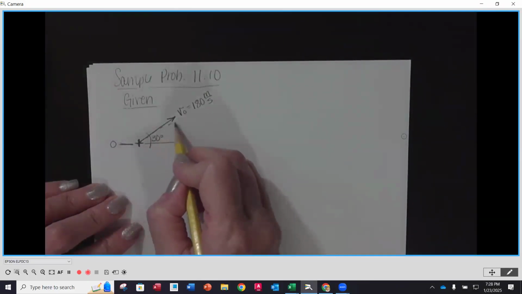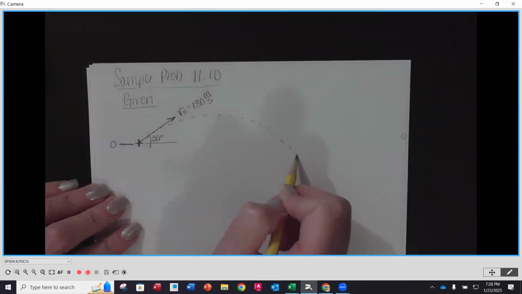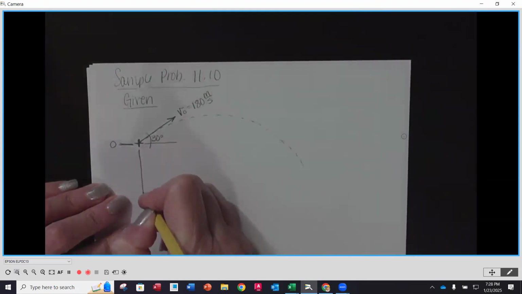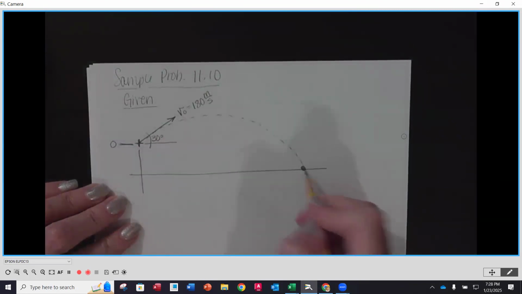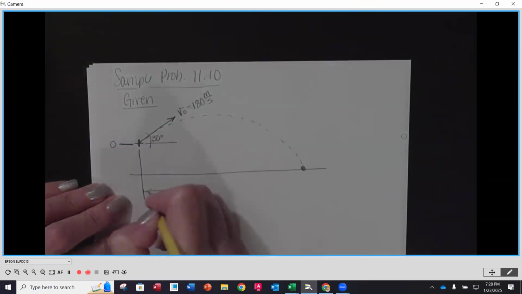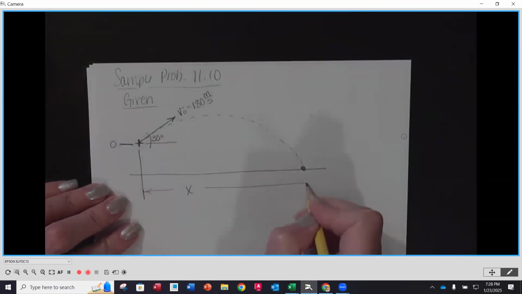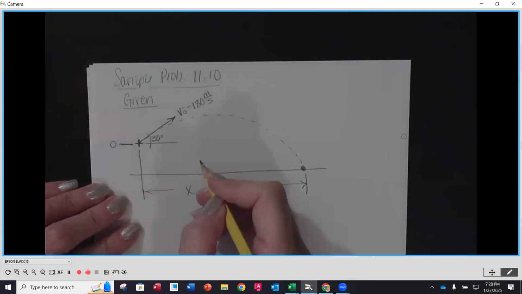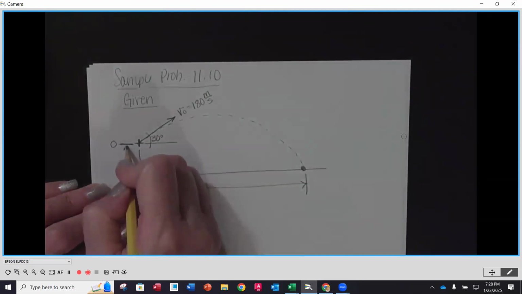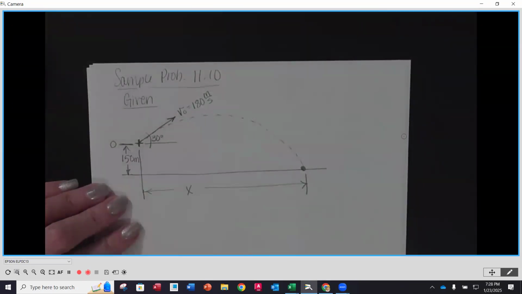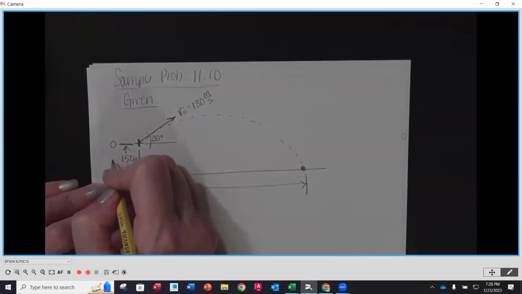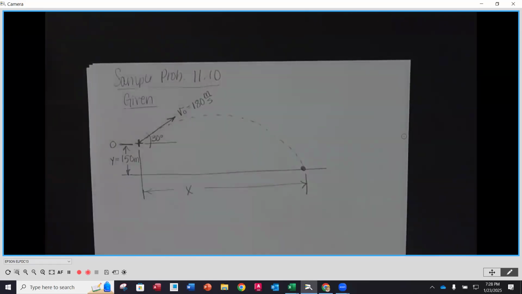And just kind of drawing its trajectory from here to where it hits the ground, okay, this is going to be the distance x that we want to find, okay? We also know that this is 150 meters above the ground. And I think I called that y for my problem.